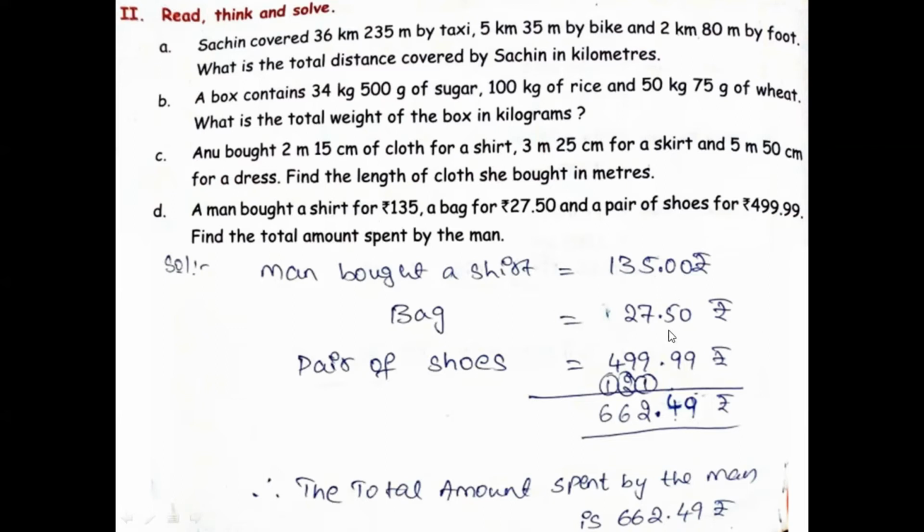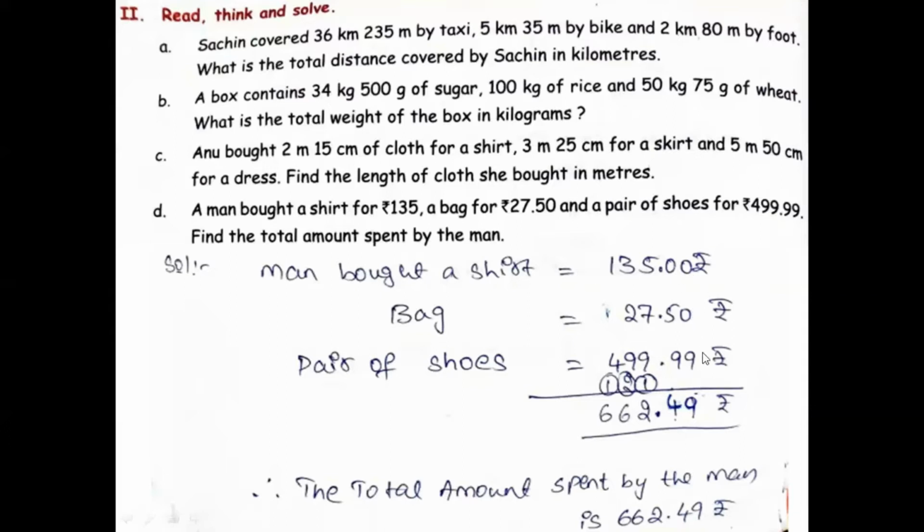27.50. Here 135, only the whole part is there. For the bag we are having 27.50. Now we should add 2 decimal places, that is 00. So 135.00. Next, bag 27.50 rupees. Pair of shoes 499.99 rupees. So now add it.